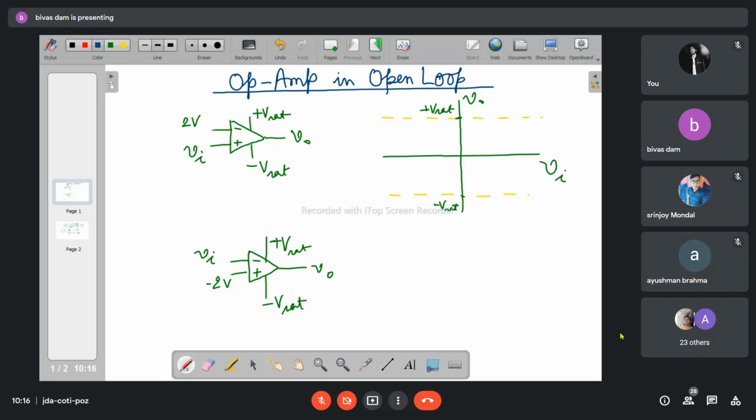Done, sir. Okay, fine. Now, basically, whether the op-amp is operating in open loop or closed loop does not matter. One thing is pretty sure.